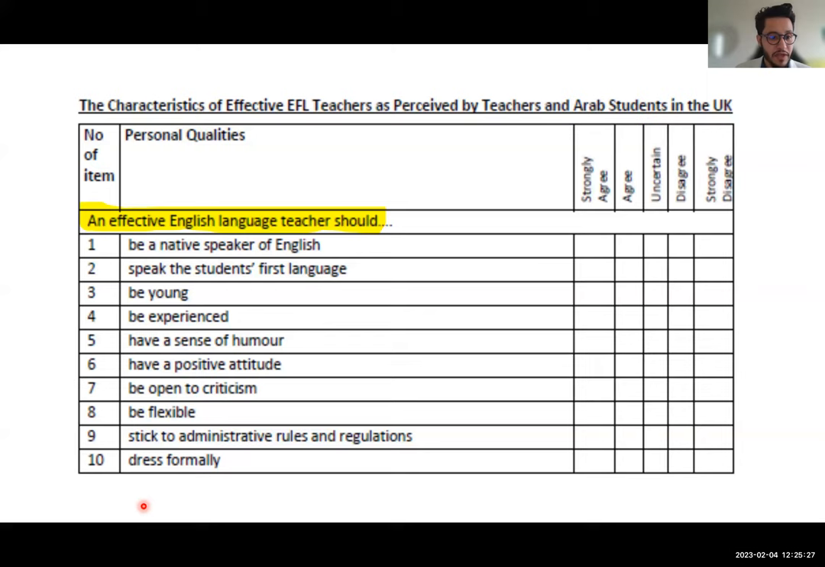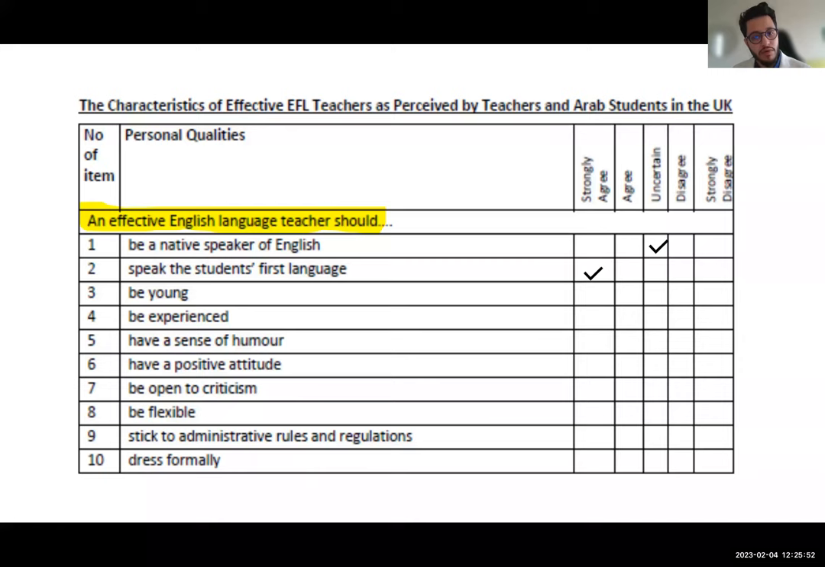They might choose, for example, uncertain. Or if they agree with the sentence, they should read it in their mind like this: an effective English language teacher should speak the student's first language. And if they agree, they can choose either strongly agree or agree. You will see that I have strongly agree, agree, uncertain, disagree, and strongly disagree.